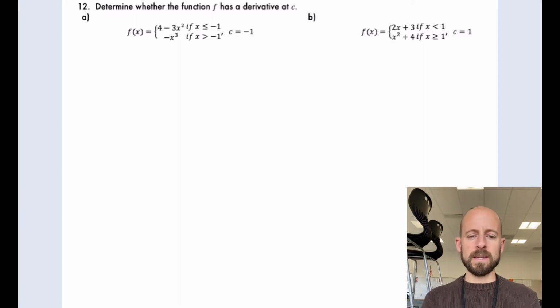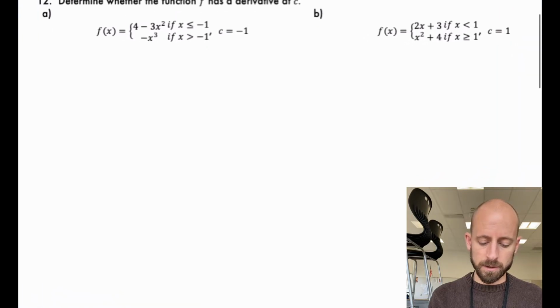Okay, welcome in here. We are going to do an example problem figuring out if the derivative exists at a point in question, in this case, some value c. So I've been given, not the graph, but I've been given a piecewise function here, and I'm going to go through two different examples, one after the other.